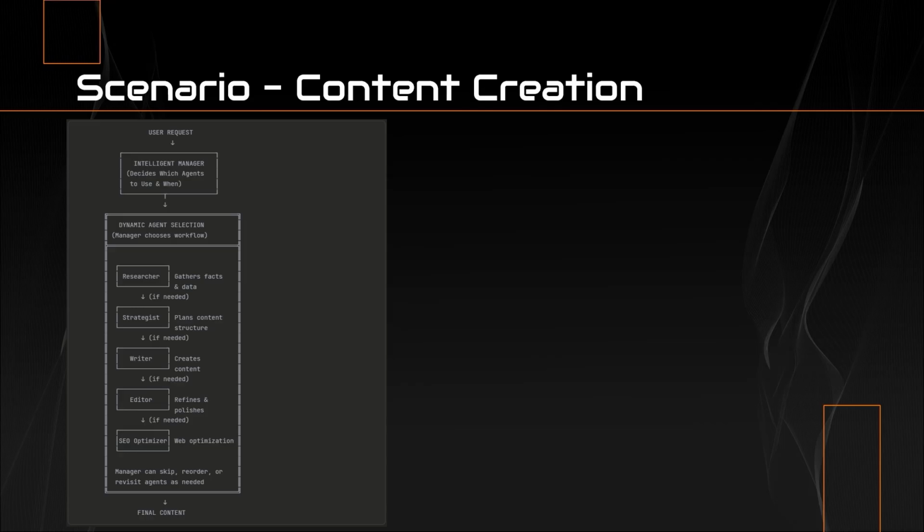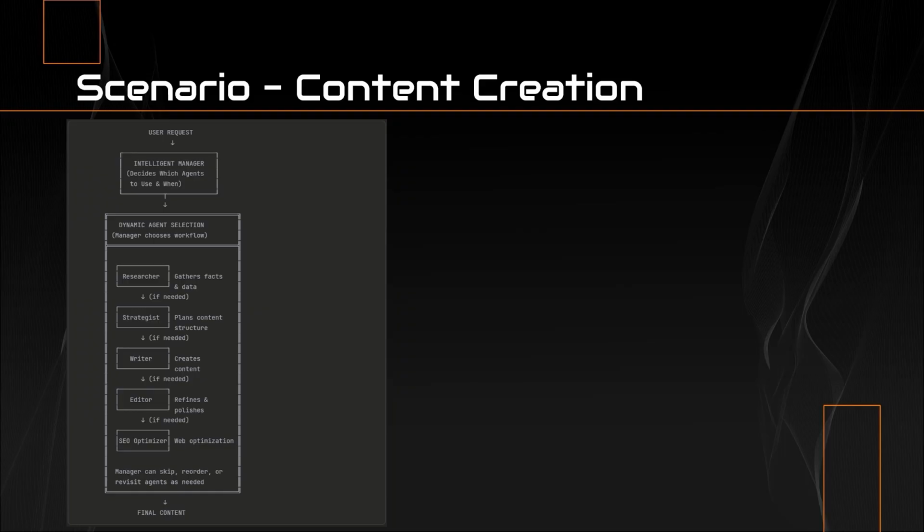So I need a scenario. Consider I want to create content, but in this pattern, I have an intelligent manager who decides which agents to use and when. Who does this? The Microsoft library behind the scene. So I have a kind of request. I pass it to the manager, an intelligent manager, not like the group chat or round robin manager. You control it.